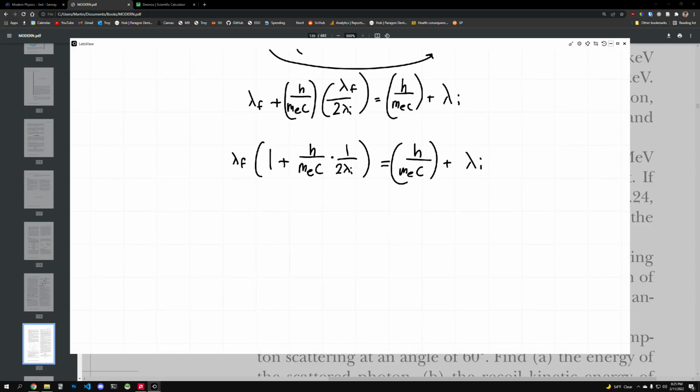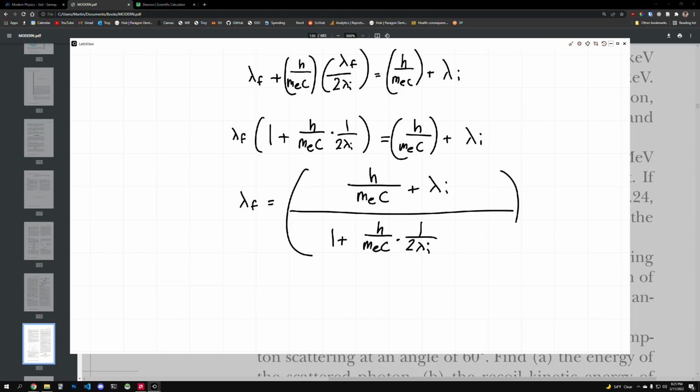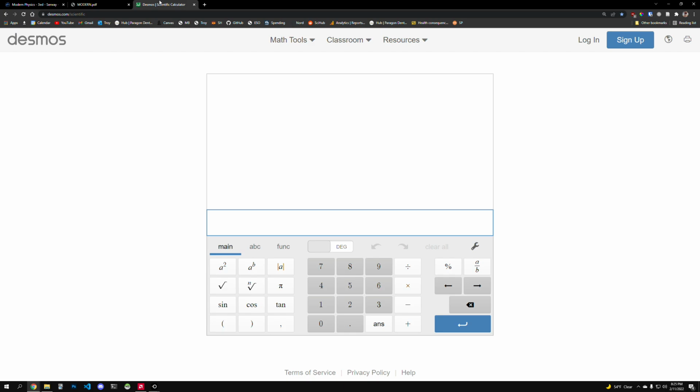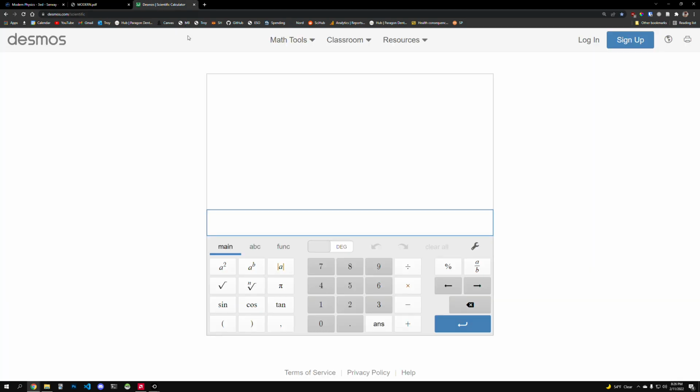All right, and now all we have to do is divide. And now we get this complex monster: lambda F equals h over mec plus lambda I, all divided by 1 plus h over mec times 1 over 2 lambda I. We have successfully solved for the final wavelength. So from here, we are going to plug that in to get a final wavelength, because it doesn't ask for the wavelength, it asks for energy and the scattering angle. And first we'll do the scattering angle.